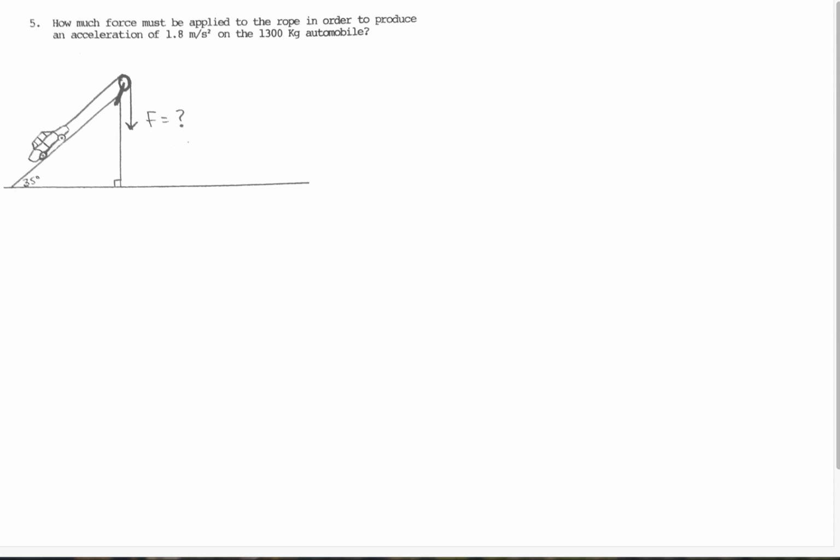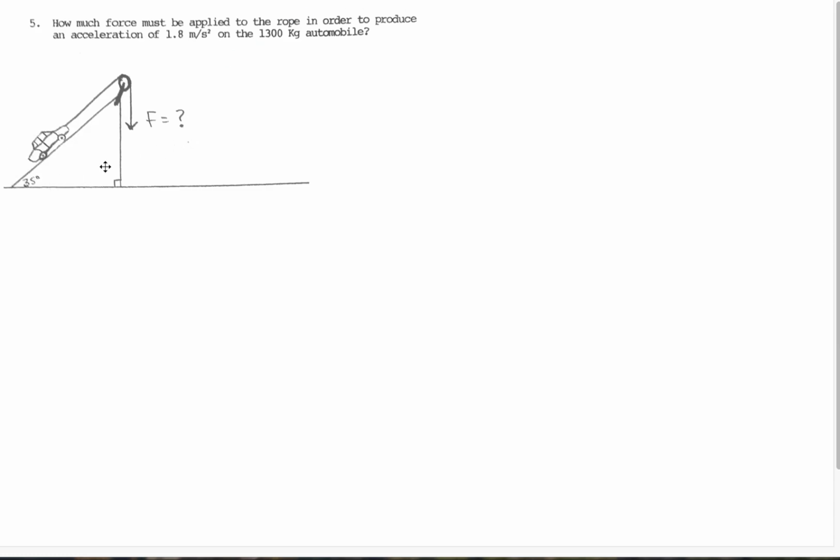Okay. So for number 5, I have a car. That car is getting pulled up a ramp. And the car has a certain weight. And remember, the weight points straight down into the center of the earth. There's a component of the weight that points directly into the surface. That's the normal force. That's going to contribute to friction. And then there is a component of the weight that's trying to make it slide down the ramp. And we call that the parallel force, right?